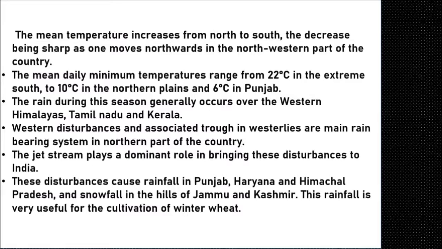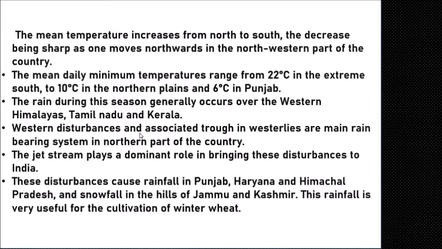So the mean temperature increases from north to south, the decrease being sharp as one moves northwards in the northwestern part of the country. The mean daily minimum temperature ranges from 22 degrees centigrade in the extreme south to 10 degrees centigrade in the northern plains and 6 degrees centigrade in Punjab. The rain during the season generally occurs over the western Himalayas, Tamil Nadu and Kerala. So during this season, where will we get rains? In the western Himalayas, Tamil Nadu and Kerala.